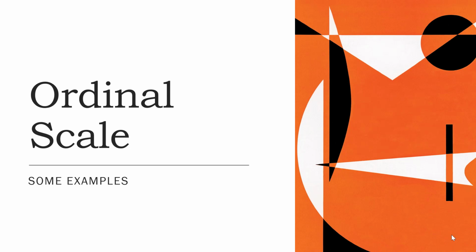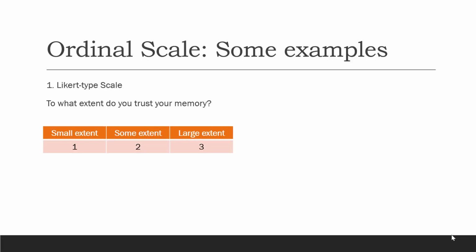Let us continue to the second unit of measurement, or second scale, popular in the social sciences. Now we try to unpack the concept of ordinal scale. As before, we are going to try to illustrate this important concept of unit of measurement with some examples. Let us go to the first example.